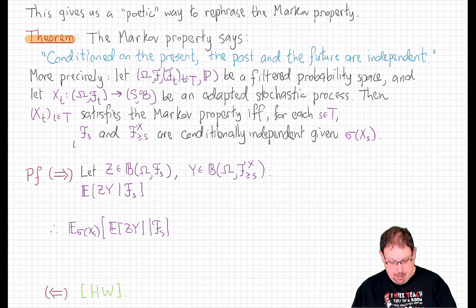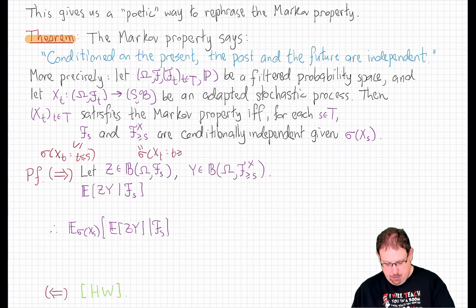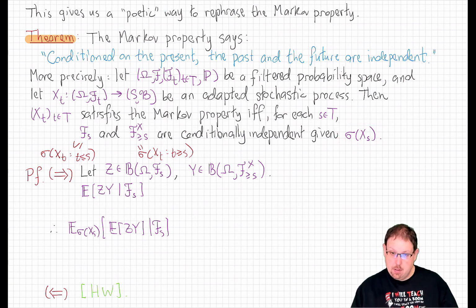Since our process is adapted, the sigma field up to time s contains the sigma field generated by X_t up to time s, and the future sigma field is the sigma field generated by X_t for t bigger than or equal to s. So this really does say that all the information that the process gives us in the past and all the information the process gives us in the future, those two sigma fields are independent given this sigma field under conditioning. So let's prove this.